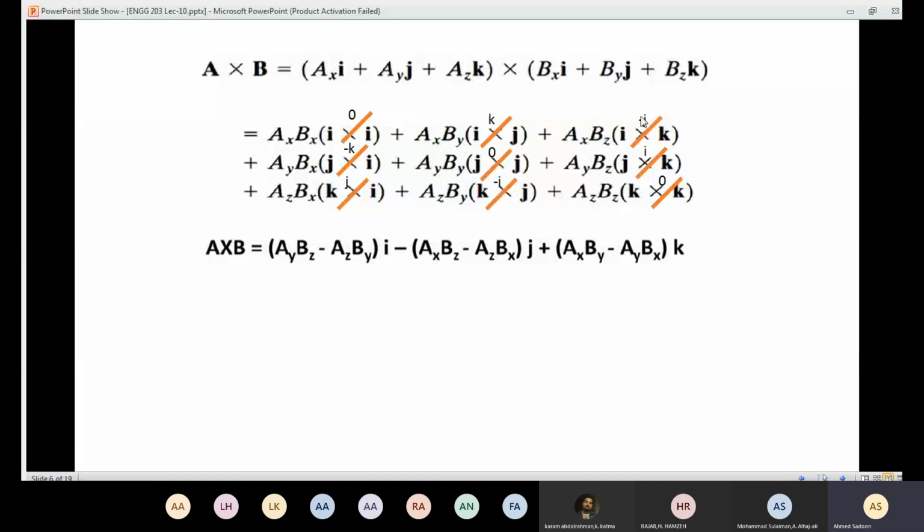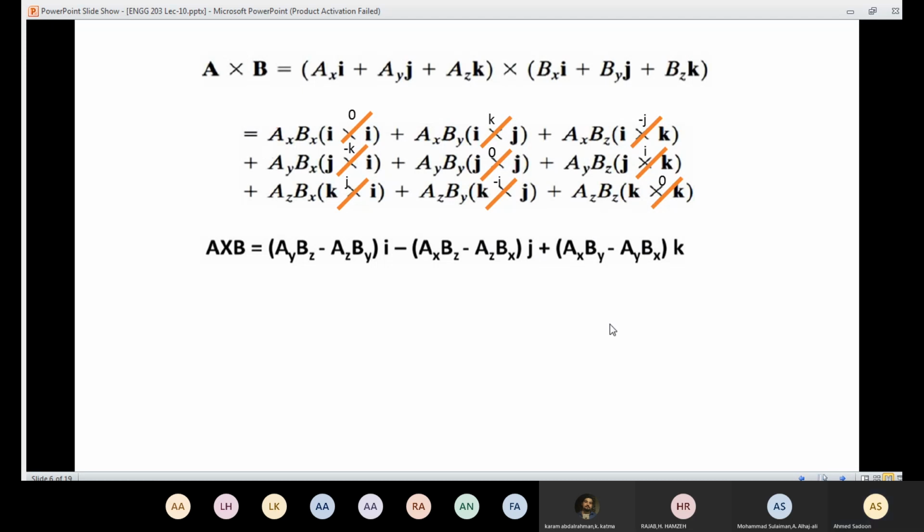Similarly, I'm going to do this for j and k. For the k, here I'm going to put minus for a reason. You are going to know it after that part. We're going to put minus here because we want to get the value by using the determinant. So here I'm going to put minus j. If you put minus j, that means this part is going to be positive, and the other part, which is here, is going to be negative.